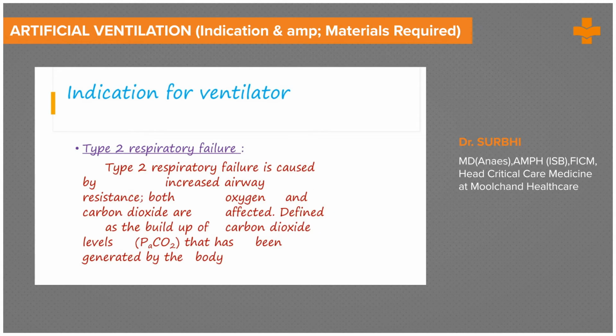In type 2 respiratory failure, oxygen may be low, but also carbon dioxide is increased. So there is a problem in the mechanism of ventilation. Type 2 respiratory failure is defined as buildup of carbon dioxide levels which are generated by the body, which the body is not able to throw out. So that is why you have the retention of the carbon dioxide. So in type 2 respiratory failure, your PO2 levels are also low and your PCO2 levels will be high.